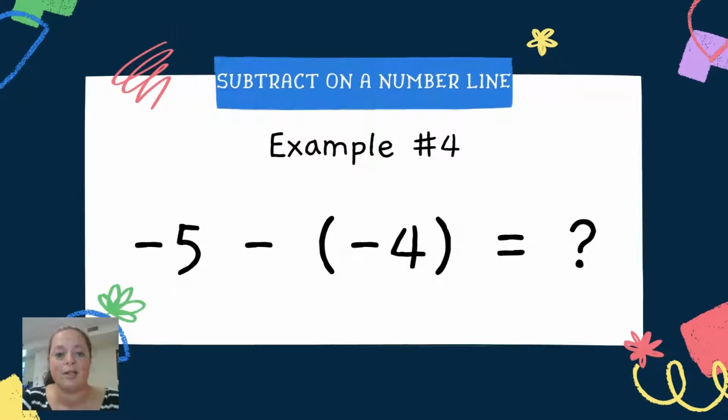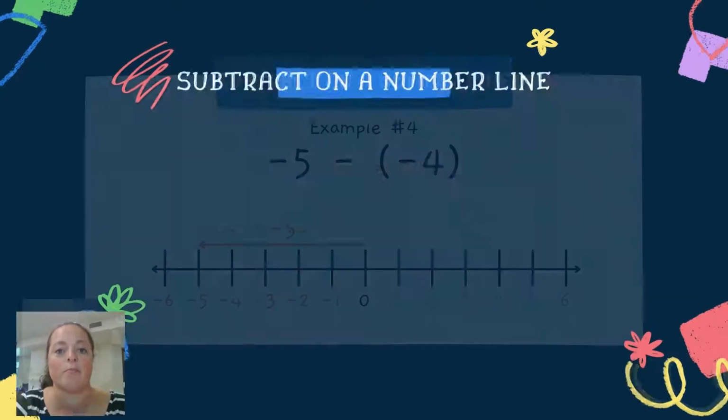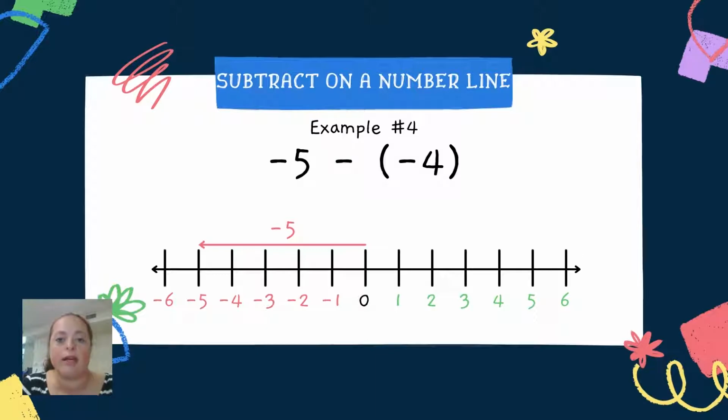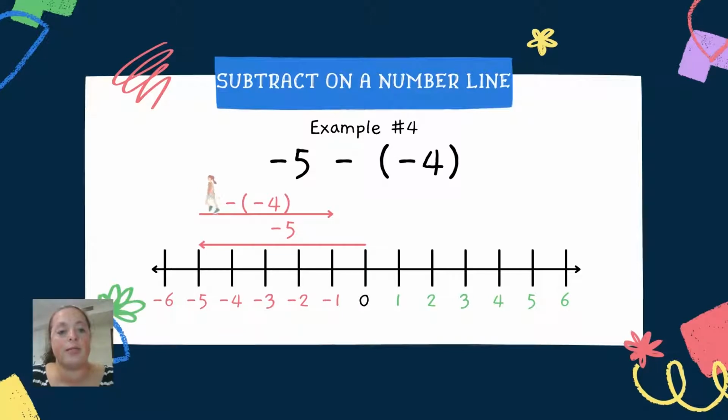Let's look at example 4, negative 5 minus negative 4. It's similar to the last problem because we are subtracting a negative integer. We'll start at 0 on the number line and move to negative 5 by going 5 places to the left. Then when we subtract that negative 4, remember subtraction is like going to the left on the number line, but because we're subtracting a negative, that turns us around the other direction. So we're actually going to the right 4 spaces. So that puts us at negative 1. Negative 5 minus negative 4 is negative 1.